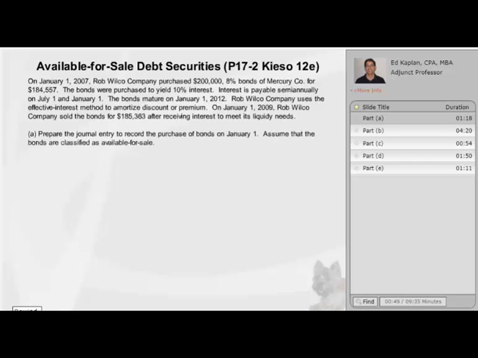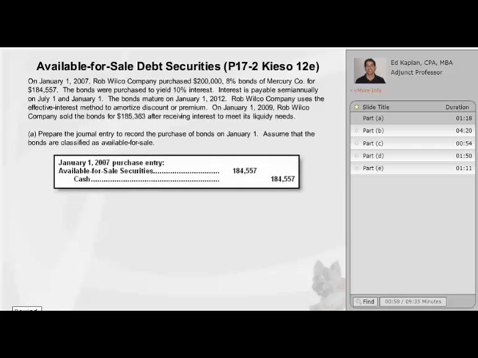Part A says, prepare the journal entry to record the purchase of bonds on January 1st. Assume that the bonds are classified as available for sale. And now you see the solution in front of you. How we make this entry is we record a debit to available for sale securities equal to the $184,557, the amount we paid to purchase them, and we used cash to buy them.